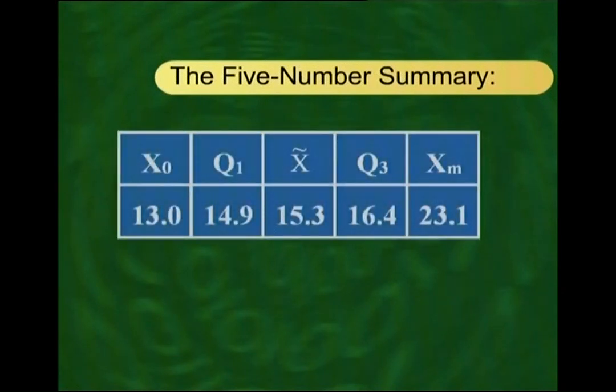And the third quartile comes out to be $16,400. Therefore, the 5-number summary of this particular data set comes out to be X0 equal to 13.0, Q1 equal to 14.9, X tilde equal to 15.3, Q3 equal to 16.4, and Xm equal to $23,100. If I apply the rules that I mentioned a short while ago, students, we find that the distribution of this particular data set is positively skewed.